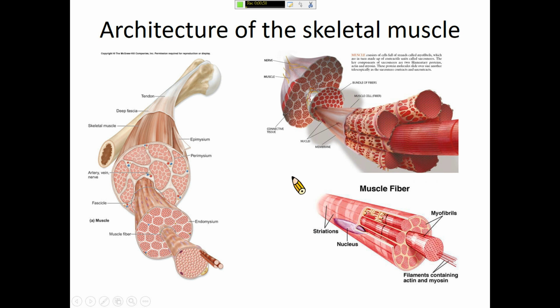For skeletal muscles, okay, they are always inserted to the bone like this. So this is called an insertion point. Okay.